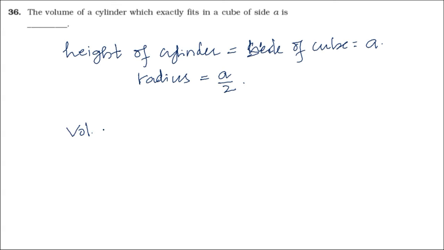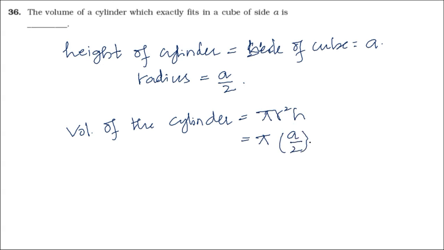So the volume of the cylinder will be equal to pi r square h. Instead of r, let's substitute A by 2 whole square into the height is A. Let's simplify. You get it as 1 by 4 times pi times of A cube. So the answer is 1 by 4 times pi times of A cube. With this question, I'll end today's session. Thank you.